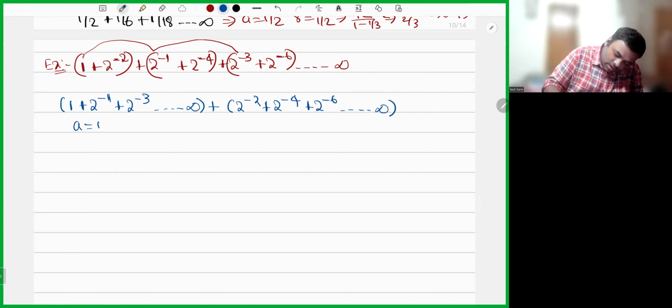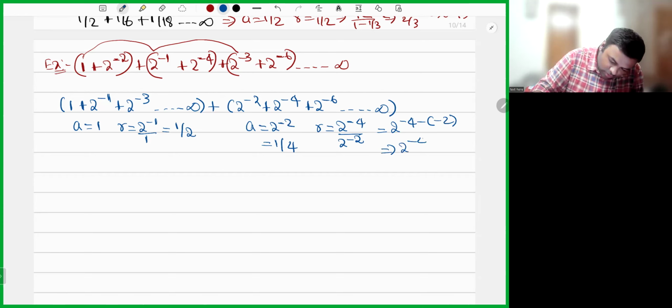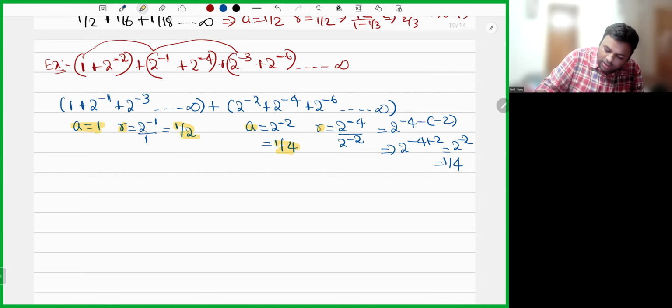Now, A is equal to 1. Common ratio is 2 power minus 1 by 1, which is equal to 1 by 2. For the second series, A is equal to 2 power minus 2, that is 1 by 4. Common ratio T2 by T1, 2 power minus 4 by 2 power minus 2, which is 2 power minus 4 minus of minus 2, so 2 power minus 4 plus 2, 2 power minus 2, which is equal to 1 by 4. So we got A, we got R, we got A, we got R.